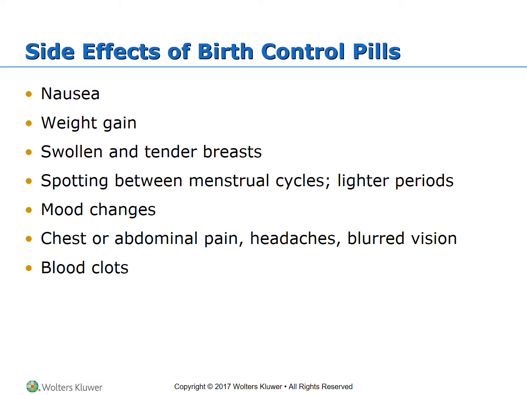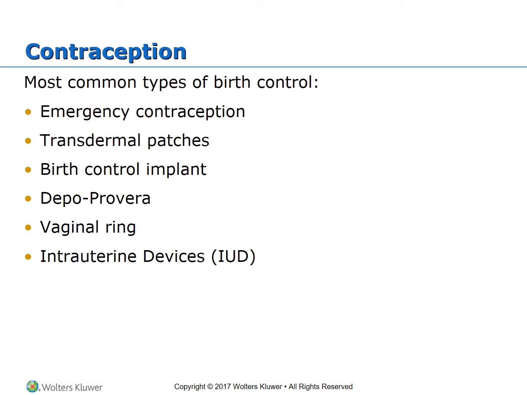Side effects of birth control pills can be nausea, weight gain, swollen and tender breasts, spotting between menstrual cycles, lighter periods, mood changes, chest or abdominal pain, headaches, blurred vision. They can also cause blood clots. They can have an embolus, which is a traveling clot, or a pulmonary emboli, which is related to blockage of vessels in the lung.